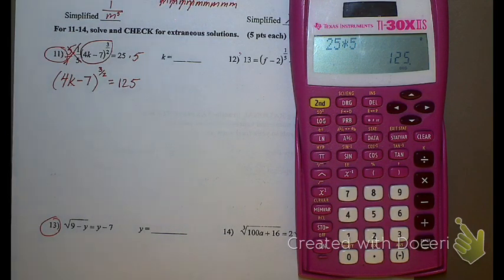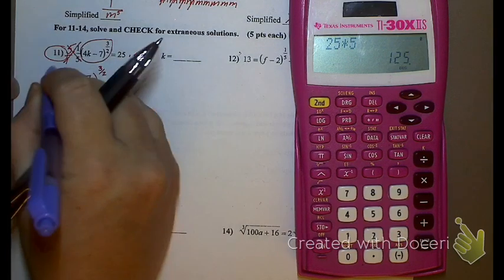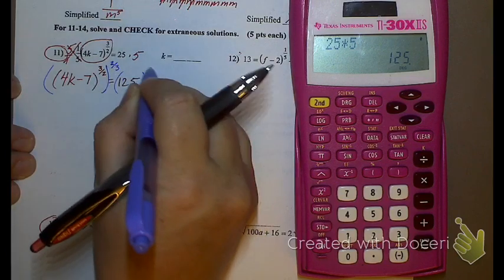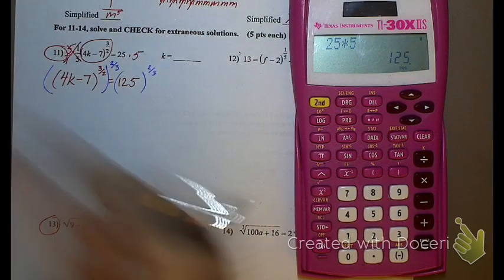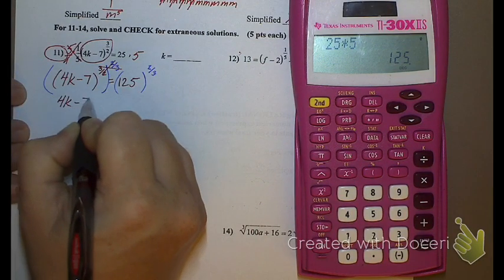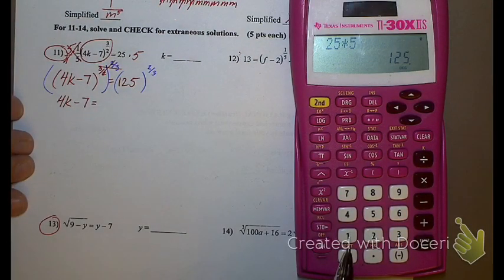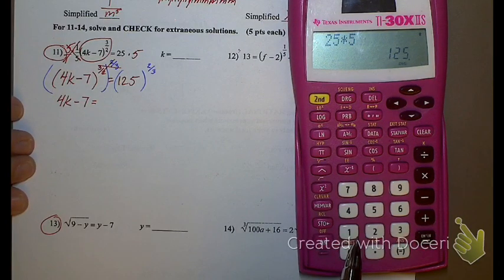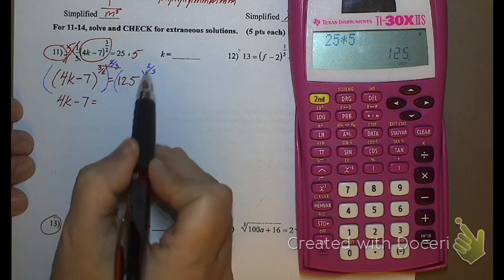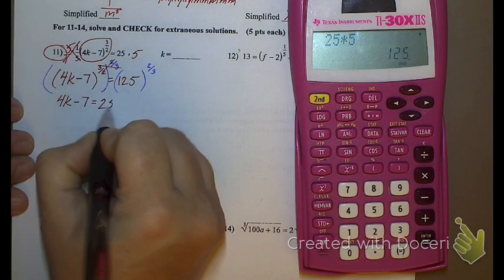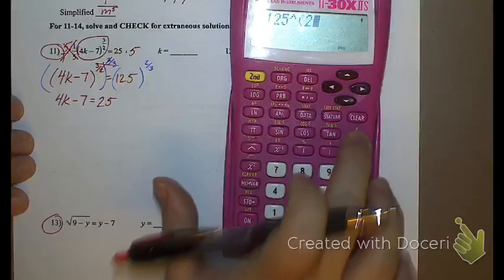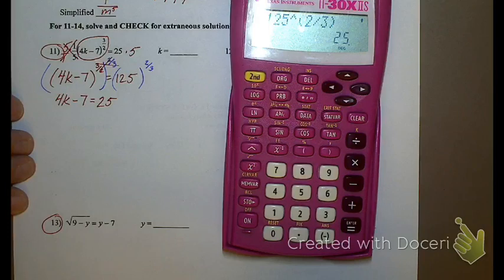Raise both sides to the reciprocal. So I'm going to raise both sides to the 2/3 power. So those are going to cancel, and I have 4k minus 7 equals 125 to the 2/3. That's the cube root of 125, which is 5, squared, and again, you can do that on your calculator, 125 to the parentheses, 2 divided by 3. That gets you your answer too.